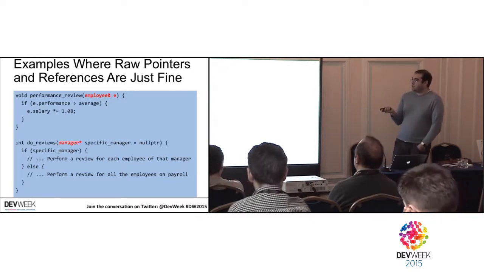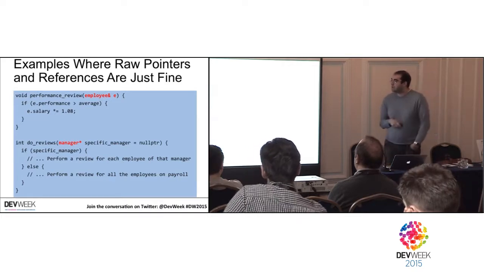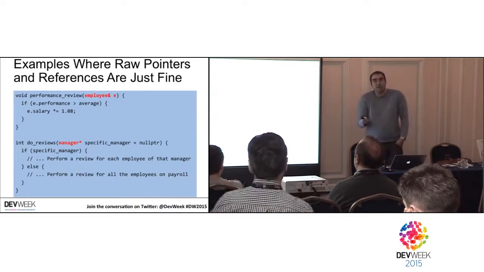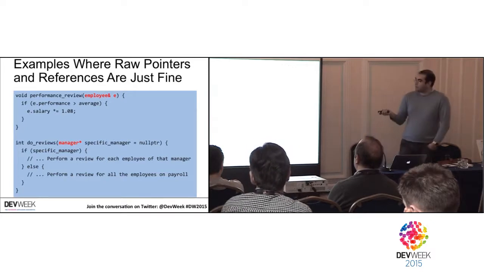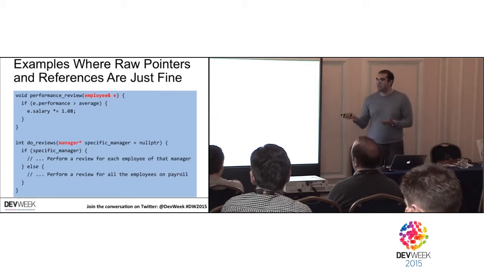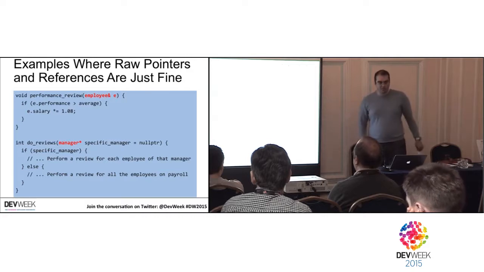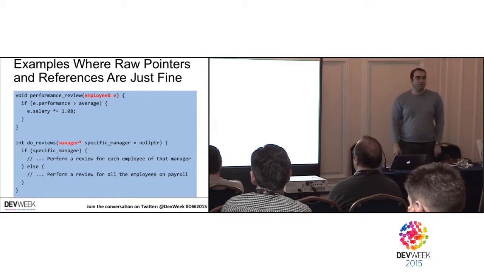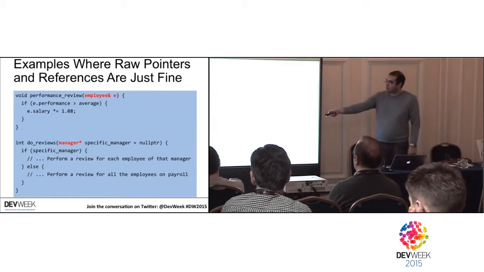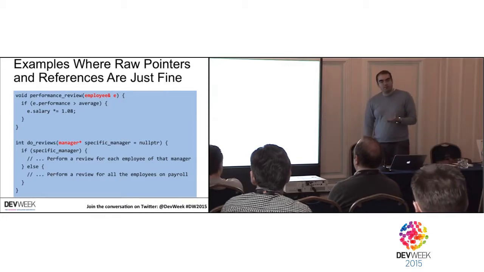So do reviews takes a manager star, and this could be a specific manager whose employees we're supposed to review, or it could be null, and in that case we're supposed to review all the employees we have. So I don't particularly like this kind of design, but suppose that's the method we have. No reason to pass in a smart pointer here. The manager we're passing in is not owned by this method.